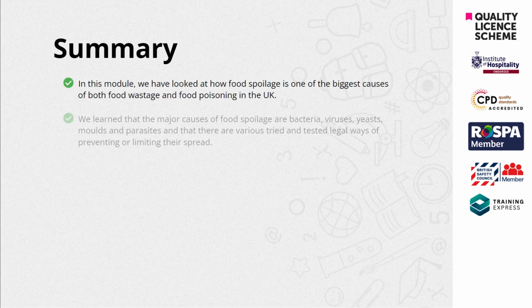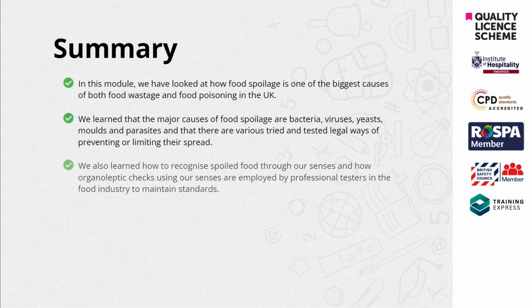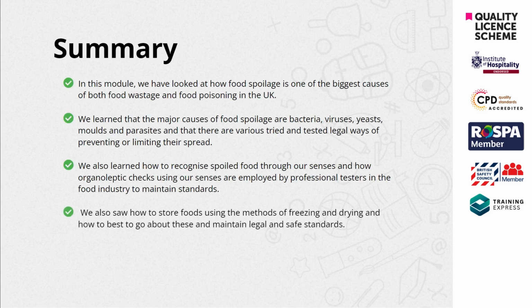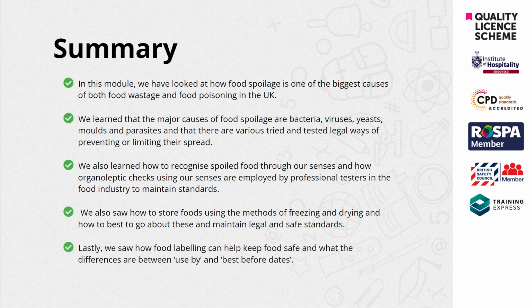Summary. In this module, we have looked at how food spoilage is one of the biggest causes of both food wastage and food poisoning in the UK. We learned that the major causes of food spoilage are bacteria, viruses, yeasts, molds, and parasites, and that there are various tried and tested legal ways of preventing or limiting their spread.